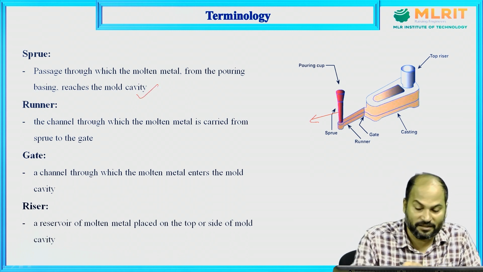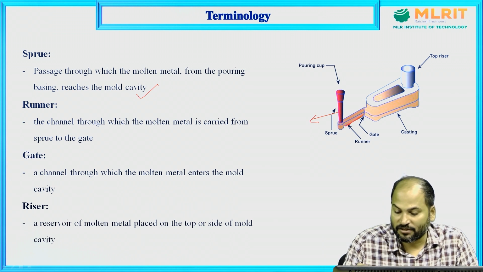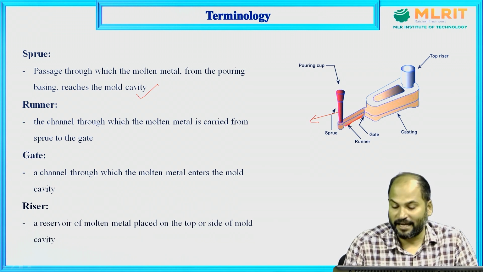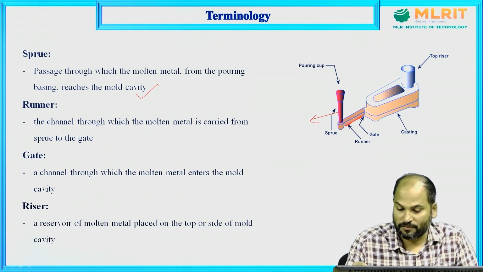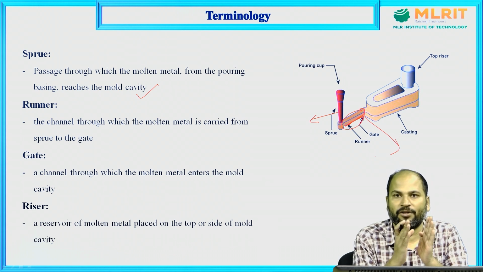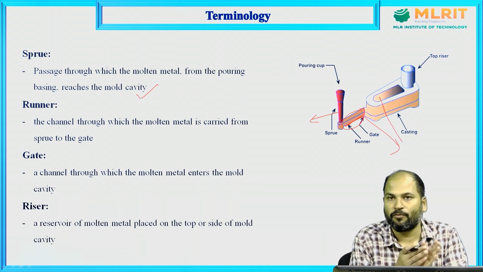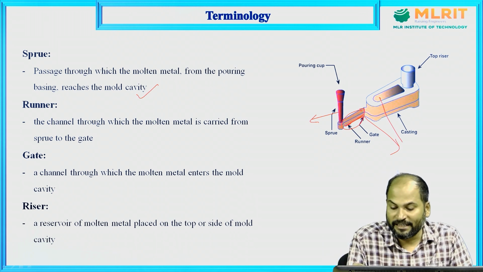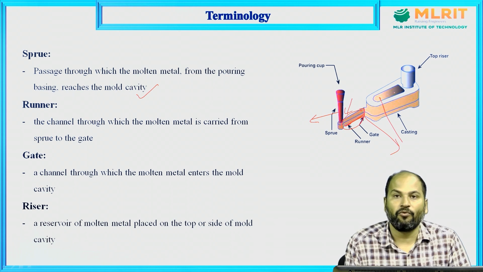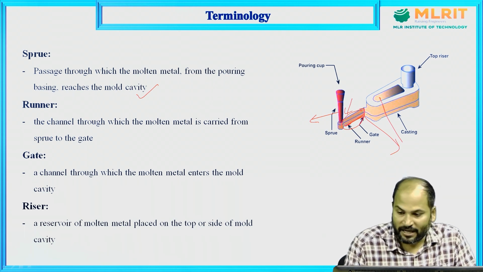This is a passage between the pouring basin and the gate, and this section is known as a runner, which connects the gate and the sprue. After that, this part is the gate. Gate is the intermediate section through which molten metal enters the mold cavity. This is the mold cavity inside which molten metal will enter. So the gate is the intermediate section between the runner and the mold cavity.